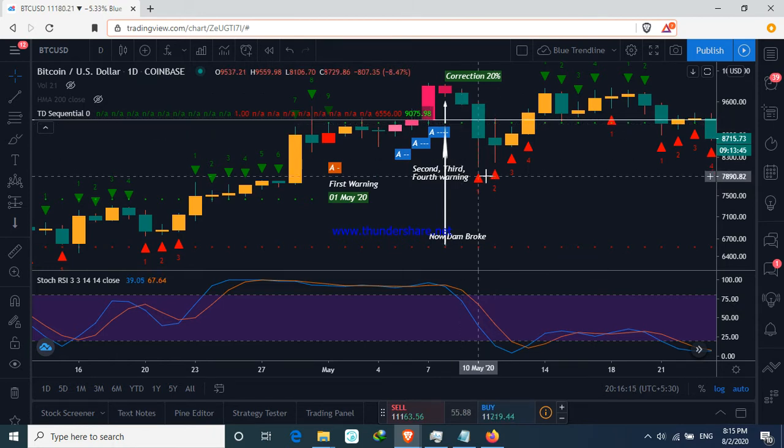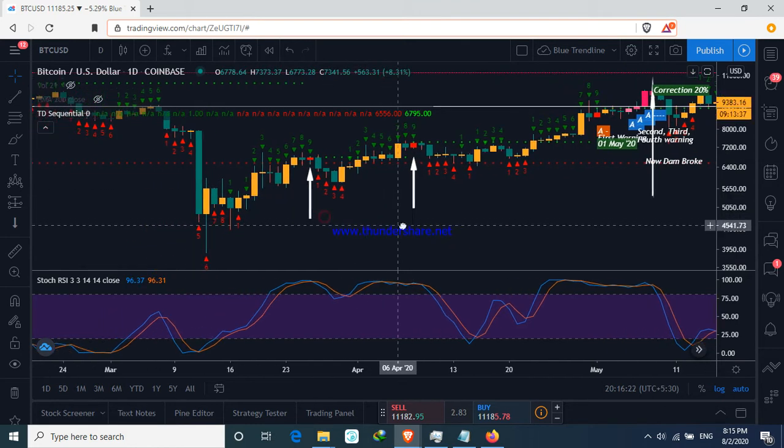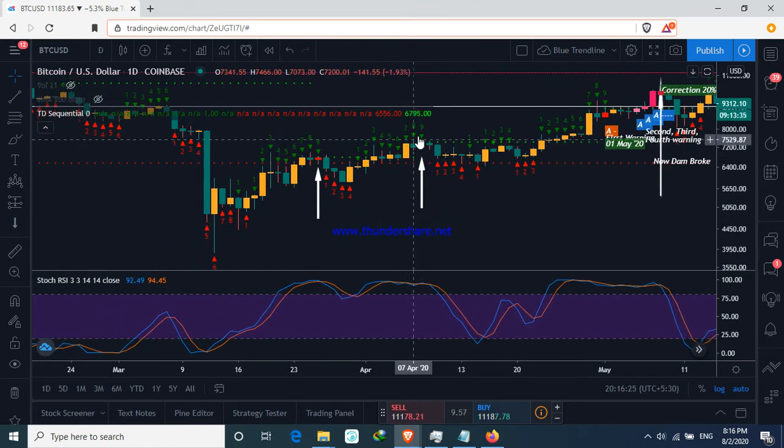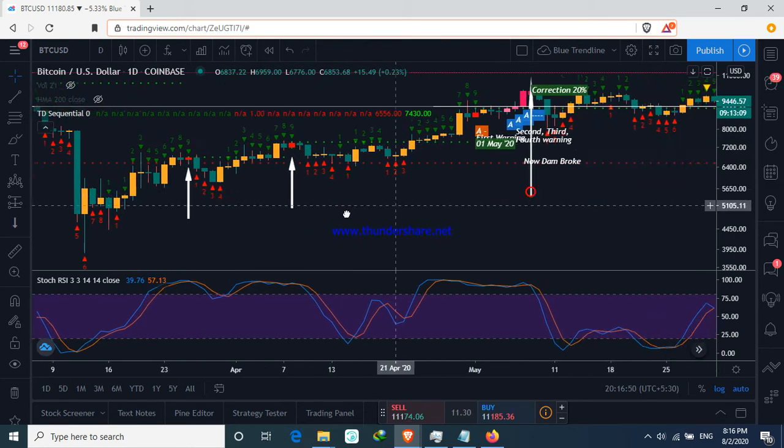Now what if we don't get a darkest candle? Here we are experiencing a ninth red candle, but looking further, we cannot find a darkest pinkish candle here. So what now? Will there be a correction or not? There will be a correction. As we got a ninth candle, there will be a correction, but that correction may or may not be a huge one.